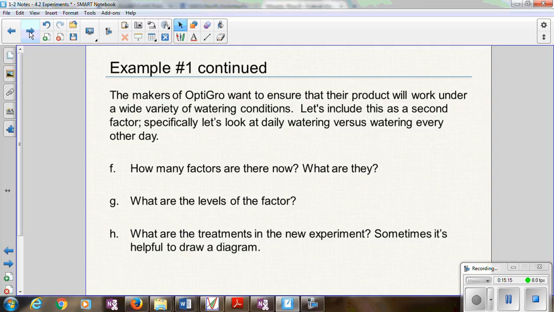Now, how many factors are there, and what are they? And what are the levels of the factor? Now, what would be the treatments of the new experiment? And then you're also asked to draw a diagram. I'm going to give you a chance to go ahead and construct the diagram using your own thinking. How would you draw this out to somebody so that they would understand how the plants are going to be assigned to the treatments and what those treatments are going to look like? Please press pause, and then we'll go over the answers in just a second.